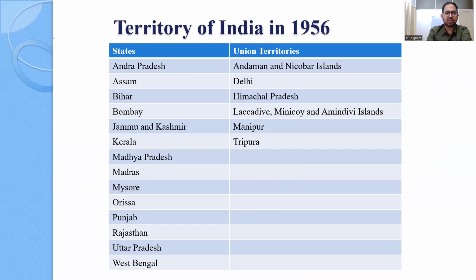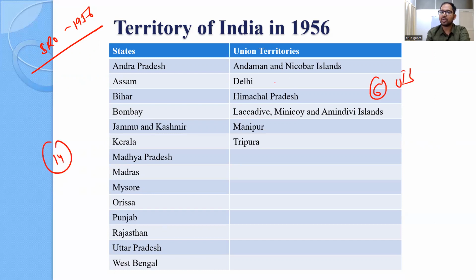After that, there was a State Reorganization Act in 1956, and following were the territories in 1956. These were the states: Andhra Pradesh, Assam, Bihar, Bombay, Jammu and Kashmir, Kerala, Madhya Pradesh, Madras, Mysore, Odisha, Punjab, Rajasthan, Uttar Pradesh, and West Bengal. 14 states and 6 UTs: Andaman and Nicobar, Delhi, Himachal Pradesh, Lakshadweep, Minicoy and Amindivi Islands, later renamed Lakshadweep Islands, Manipur and Tripura. 6 UTs and 14 states were there after the State Reorganization Act of 1956.